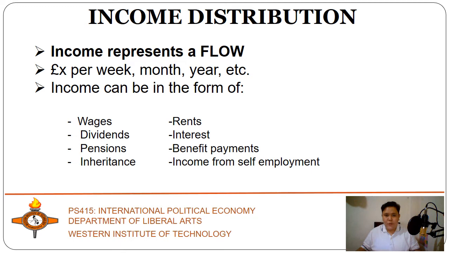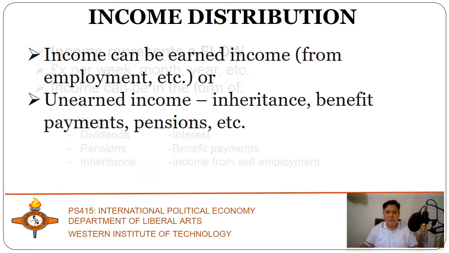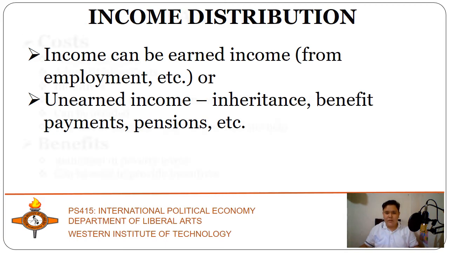Income distribution. Income represents a flow: pounds per week, month, year, and so on. Income can be in the forms of wages, dividends, pensions, inheritance, rents, interest, benefit payments, and income from self-employment. Income can be earned income from employment, or unearned income from inheritance, benefit payments, pensions, and so on.